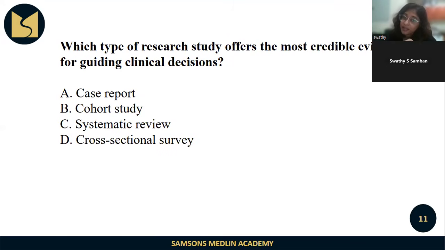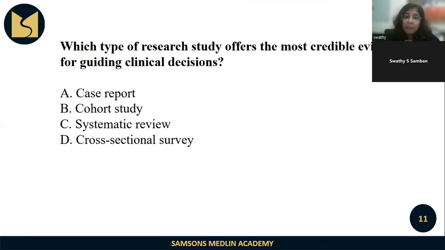The next question is, which type of research study offers the most credible evidence for guiding a clinical decision? We have option A as case reports, option B as cohort study, option C as systematic review, option D as cross-sectional study. You can expect questions from these areas. You need to have an understanding of what each of these terms are. Only then you can answer these questions.